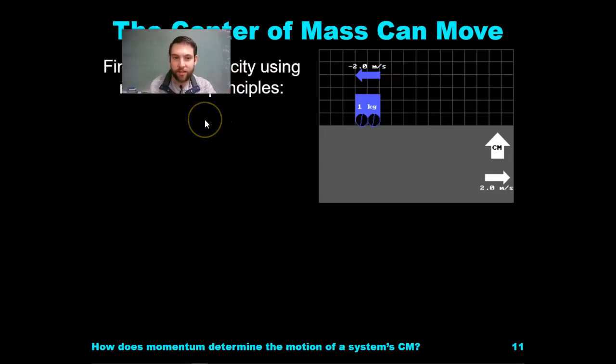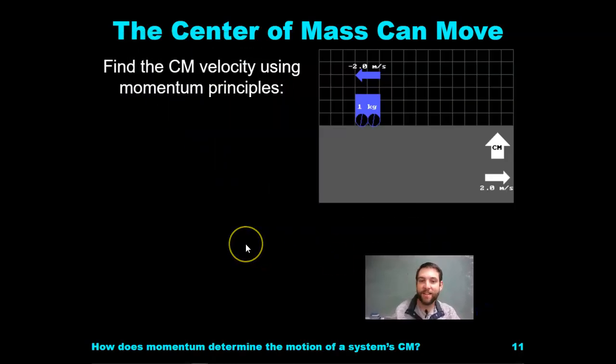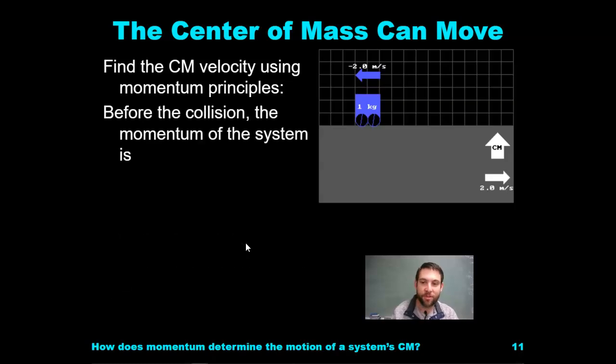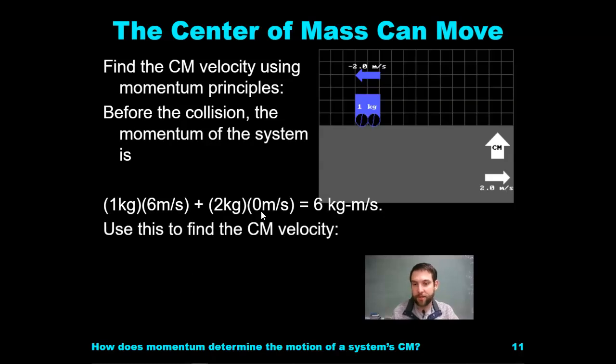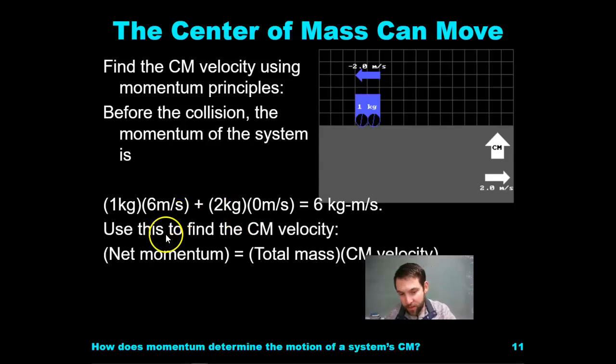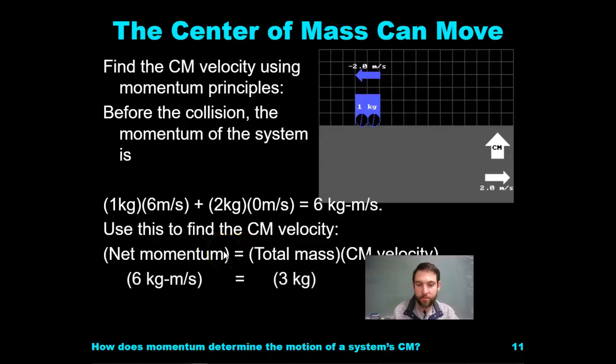Find the center of mass velocity using momentum principles. Before the collision, the momentum of the system is the mass of the blue car times the speed of the blue car plus the mass of the red car, which was at rest. So all of that total equals 6 kilograms times meters per second. We're going to use this to find the center of mass velocity. So the net momentum equals the total mass times the center of mass velocity. You get it, right? Not bad.